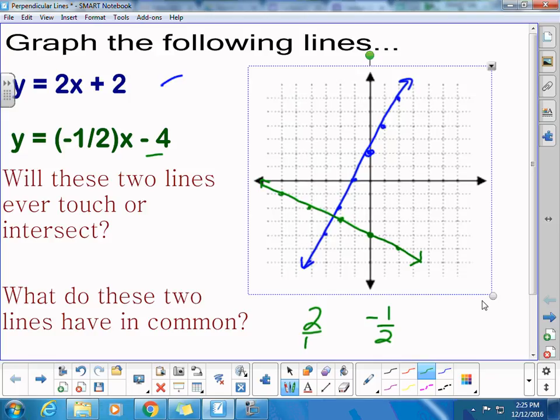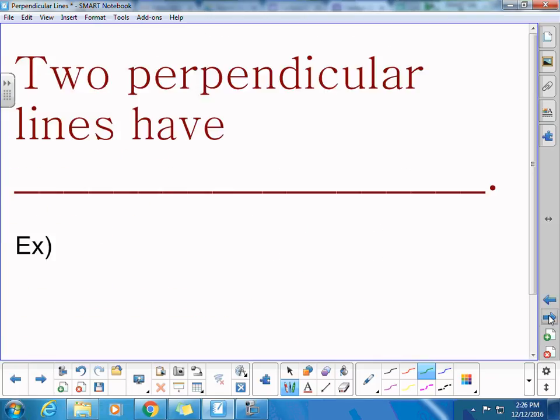So what do you notice about those? Take a second to think about it. And what you should notice is two perpendicular lines have opposite reciprocal slopes, is what it's called. Opposite. Reciprocal slopes.